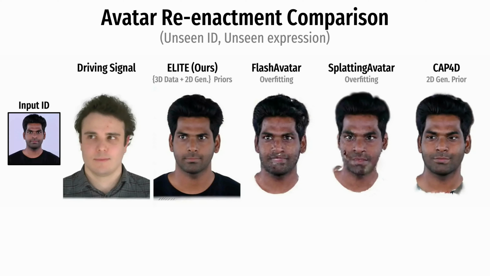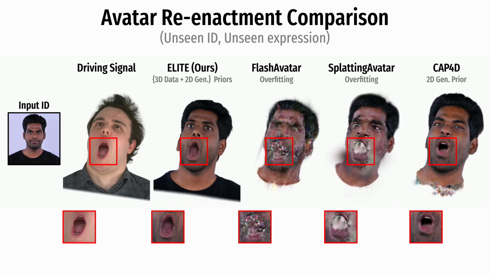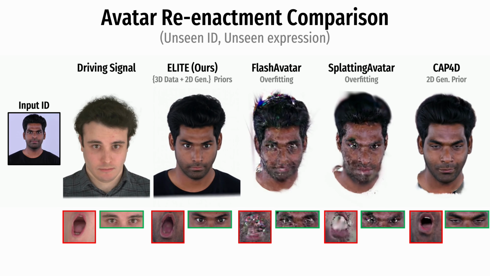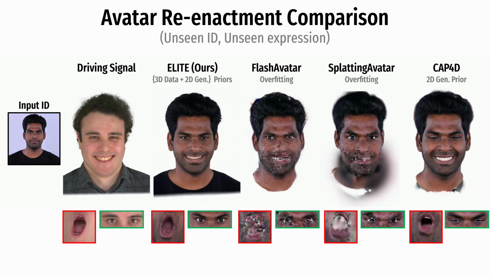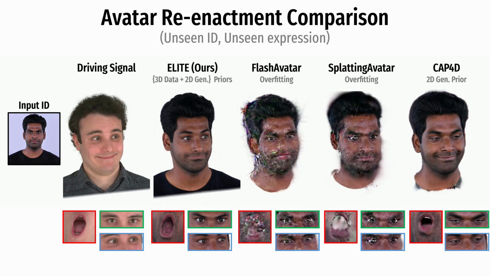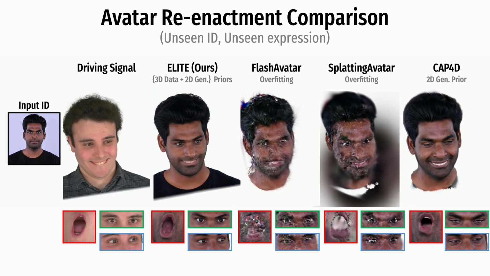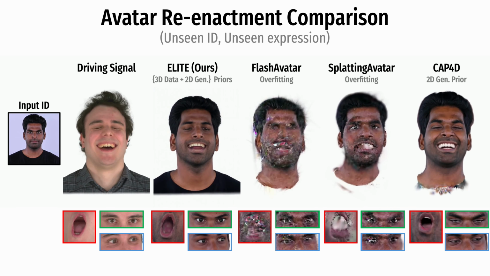We compare the quality of our synthesized avatars with recent competing methods. Given input video frames of an unseen identity and unseen driving expressions, we visualize the animation results produced by each method. While competing methods struggle to capture detailed or extreme facial movements, our Elite achieves superior avatar reconstruction and animation quality.